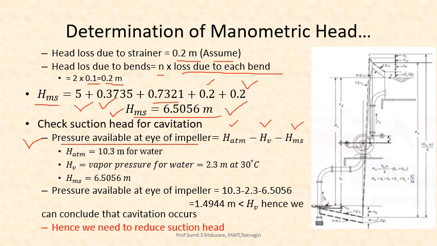H atmosphere is equal to 10.3 meters for water. You can get this value from the charts. HV is the vapor pressure head for water, that is 2.3 meters at 30 degrees centigrade.